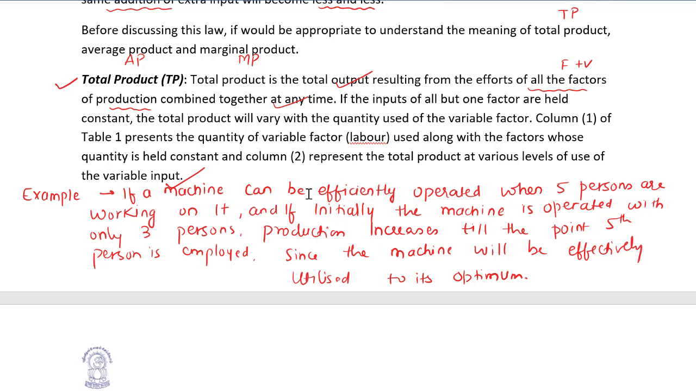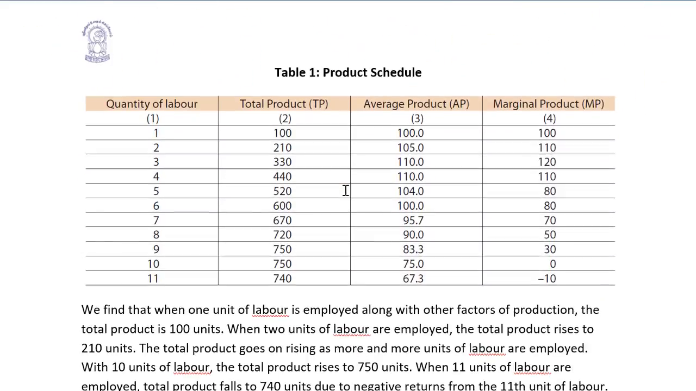The total product is increasing when there is a combination of fixed and variable factors. In the first stage, the fixed factor is fixed and a combination of different variable factors could be combined with the fixed factor, and it will give increasing return in stage 1.